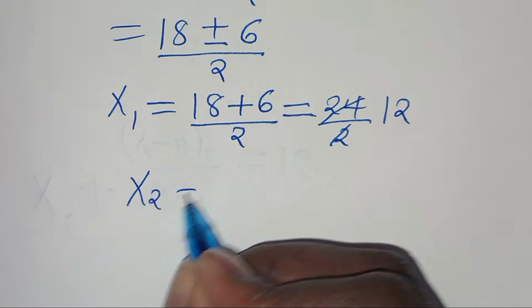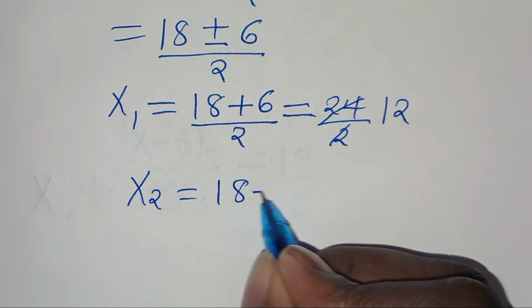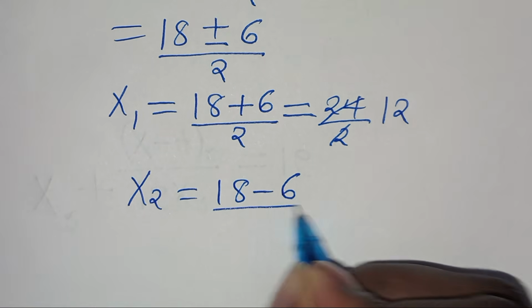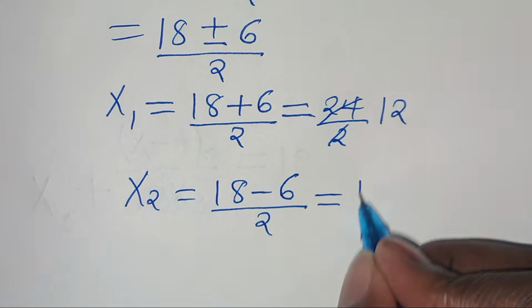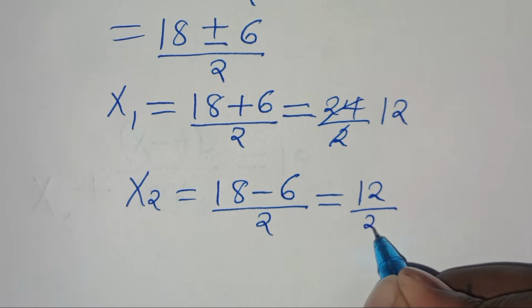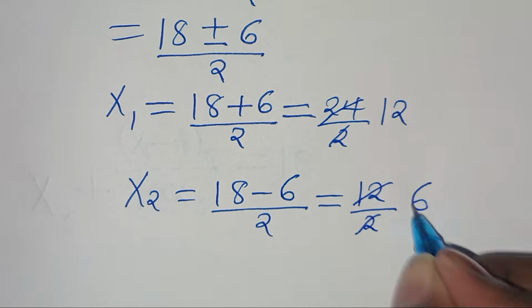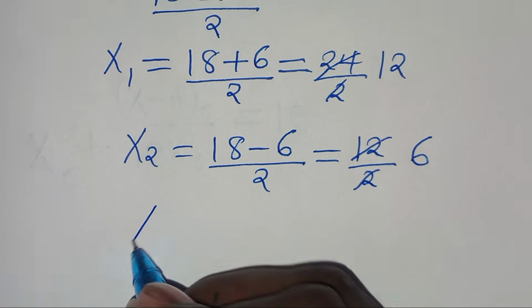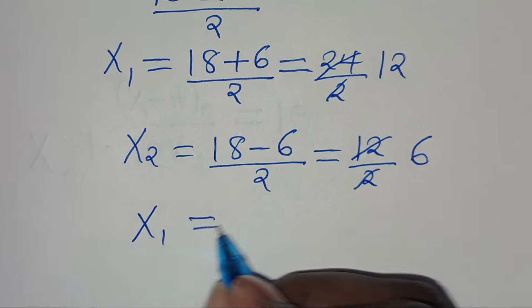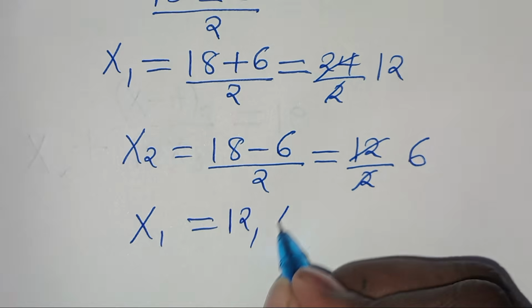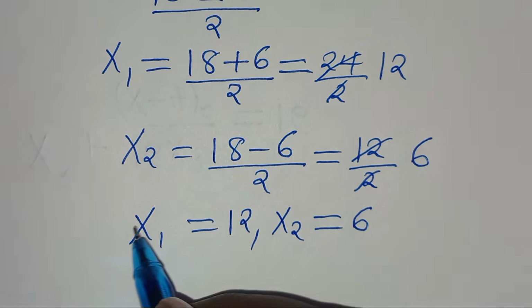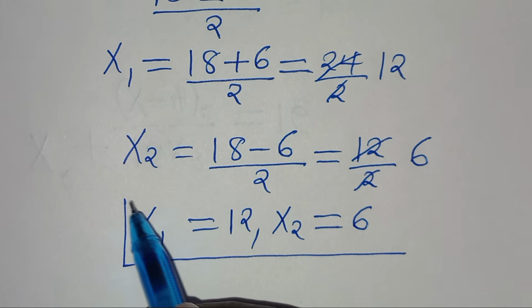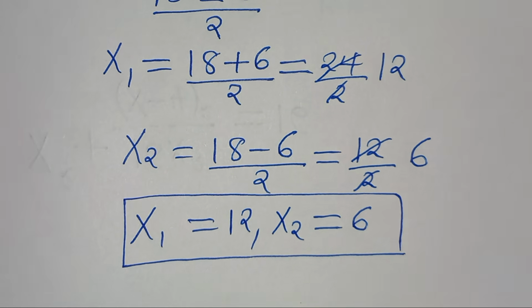x2 is equal to 18 subtract 6 divided by 2. So we have 18 minus 6, this is equal to 12 divided by 2, and this is equal to 6. So we have x1 is equal to 12 and x2 is equal to 6. So these are the first values of x1 and x2. So let's proceed to case 2.